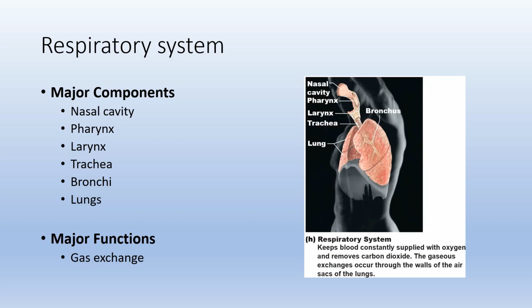The respiratory system. The respiratory system includes the nasal cavity or your nose, the pharynx, which is your throat, the larynx, which is your voice box, your trachea, the bronchi or your airways, and eventually your lungs. All of those structures allow for gas exchange. So the respiratory system takes in oxygen and expels carbon dioxide.